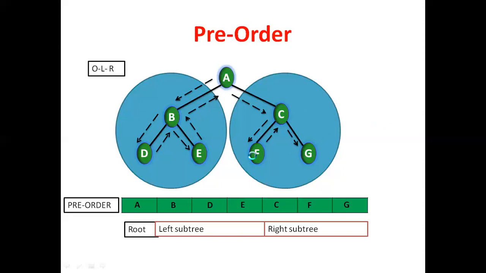So in the pre-order, root is always first. So in the tree, A is the root node, right? A is the root node. Then after, importance is the left subtree, that is BDE, and the right subtree is CFG, right?